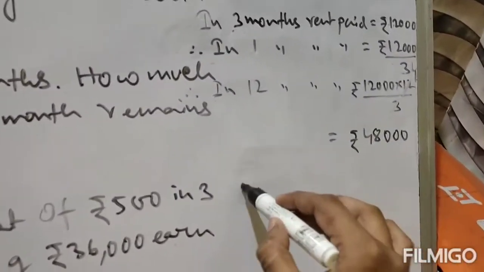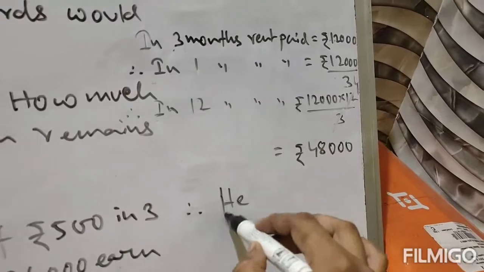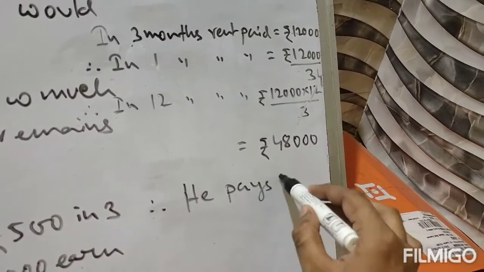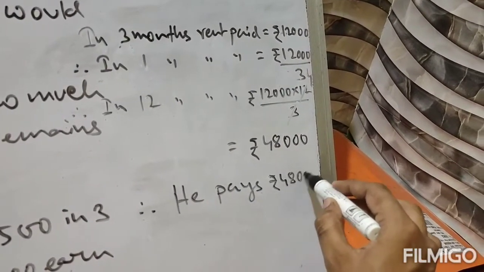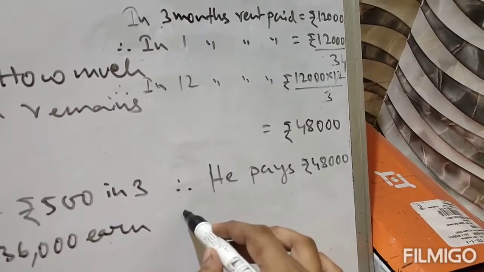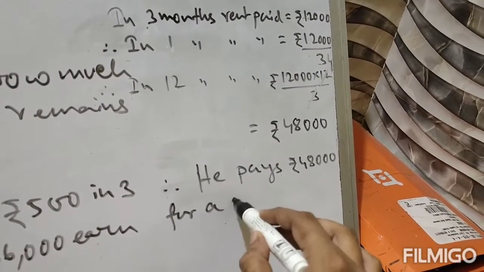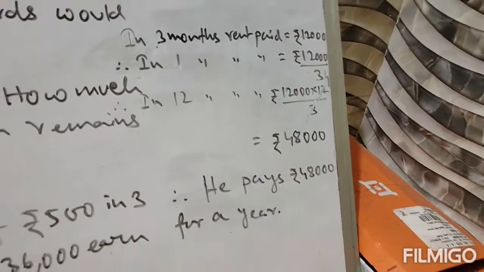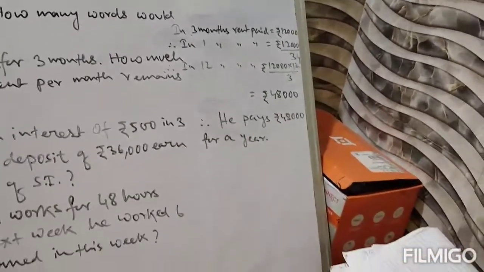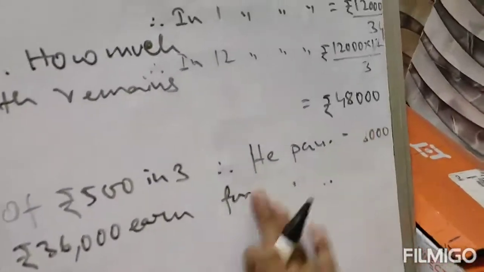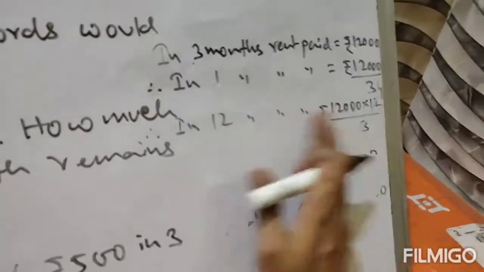So write: he pays rupees 48,000 for a year. Clear? Next, question number 7.